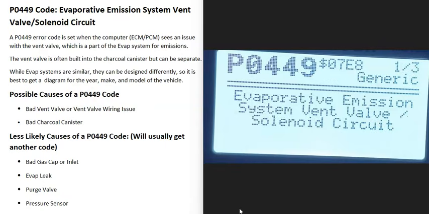So today I'm talking about a P0449 code, what it is and how you go about fixing it. And so what is a P0449 code? Well, it's an evaporative emission system vent valve solenoid circuit. And what does this mean?